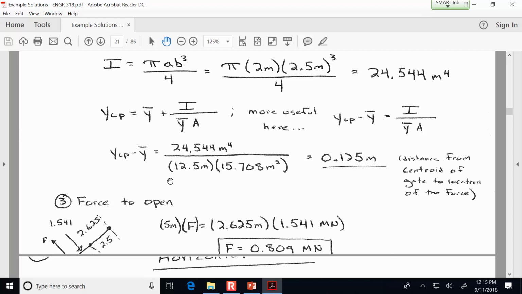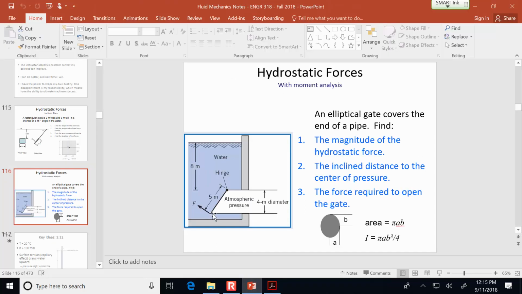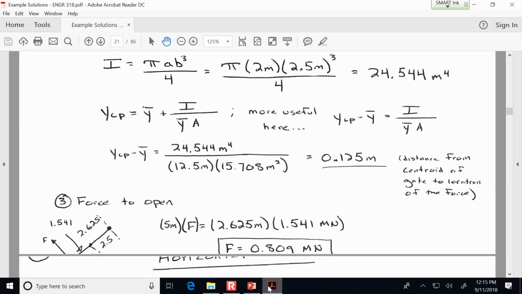And then if we wanted to know how much this force has to be pulled in order to open up the gate to resist all that hydrostatic force, well then it's going to be the full distance of 5 meters that the force is applied. So you've got the 1.541 meganewtons that's acting counterclockwise at this distance away from the hinge, and then it's resisted by the opening force F. So you'd have to open with 0.809 meganewtons.